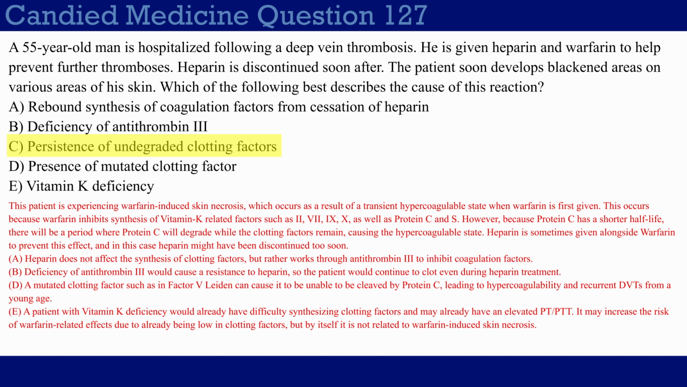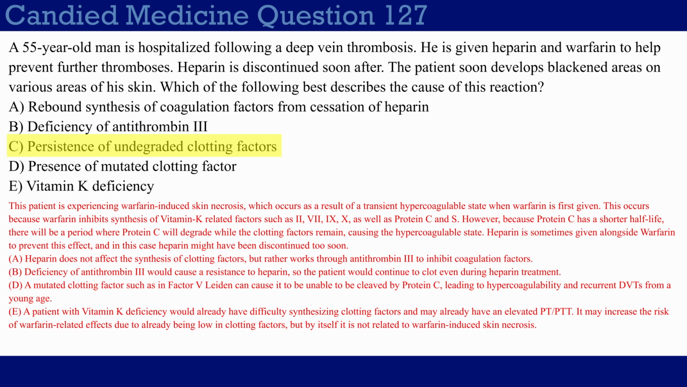Choice E, vitamin K deficiency. A patient with vitamin K deficiency would already have difficulty synthesizing clotting factors, so they would already have an elevated PT/PTT. I mean, essentially, what warfarin does is very similar to a vitamin K deficiency, right? Because warfarin inhibits the synthesis of vitamin K related factors. So, in the setting of someone with vitamin K deficiency, if you gave them warfarin, I guess what it would really do is just make them way worse. And technically, people with vitamin K deficiency can still get warfarin-induced skin necrosis, but regardless, that's not really related to what is being described primarily in this question, right? So it's just not a good answer choice.